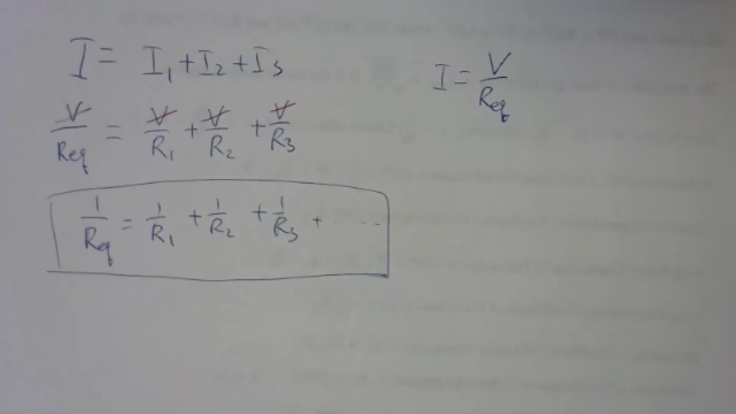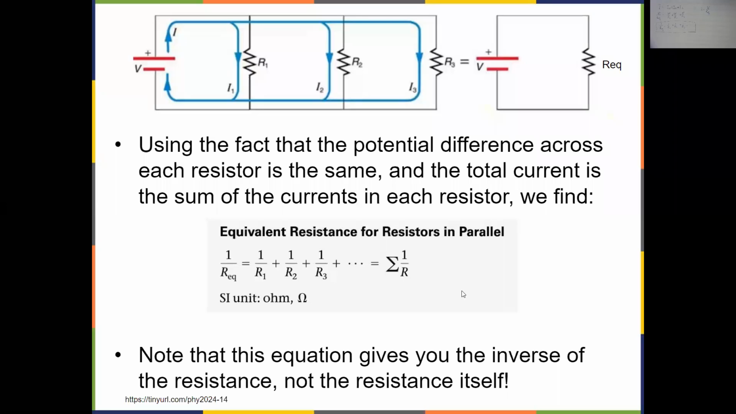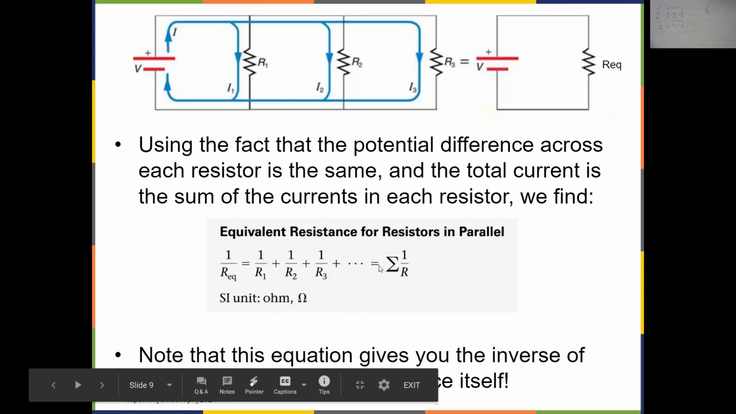So for the equivalent resistance of resistors in parallel, the inverse of the equivalent resistance is equal to the sum of the inverses of each of the resistors. Again, this gives you the inverse, so if you want to calculate the resistance itself, you need to take the inverse of the sum of all these 1 over R terms. Resistors in parallel are similar to capacitors in series in that sense.